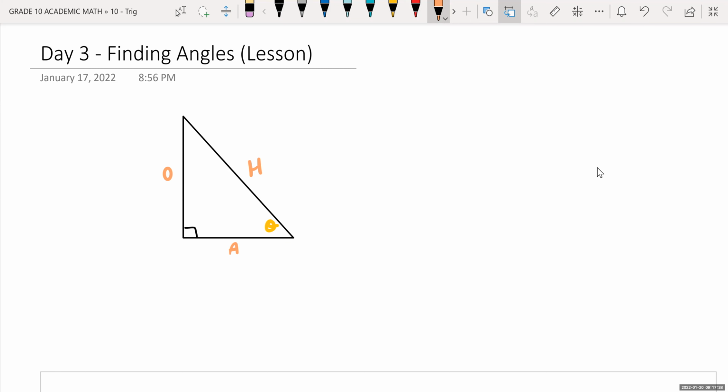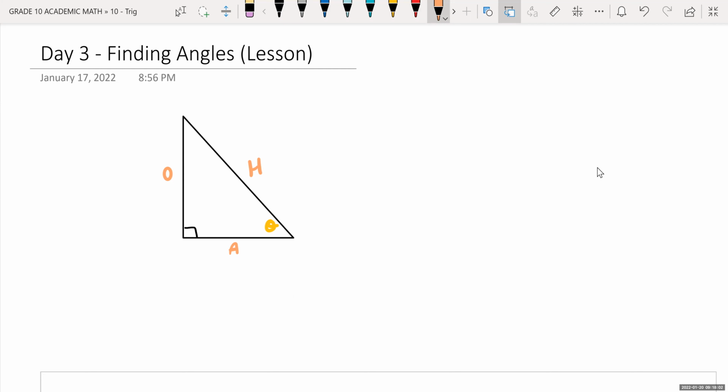A long time ago, people were studying triangles and they wondered, what is the relationship between an angle and all the side lengths? And they noticed that there were actually patterns that emerged. You could take an angle and divide two of the side lengths and you would get some sort of answer. Basically, they used to make these huge sine, cosine, tangent charts.